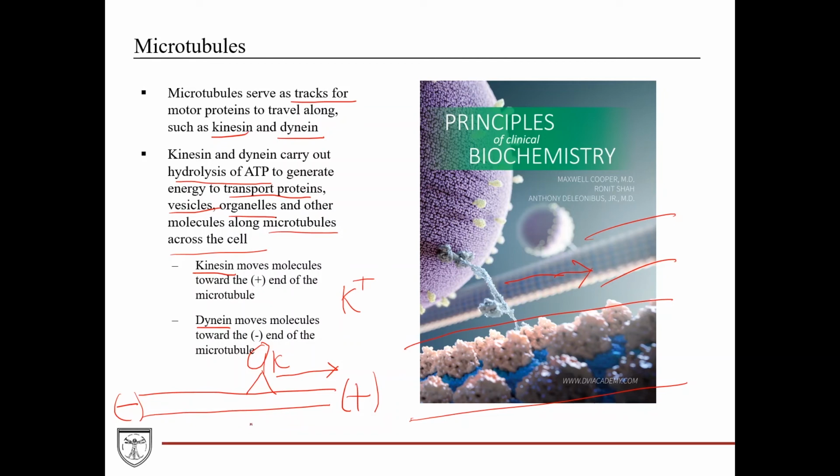Then you have dynein. So if we go down here, it's carrying a vesicle. This is dynein, D for dynein. This actually moves towards the negative end of the microtubule. So kinesin will carry material towards the positive end. Dynein carries material towards the minus end.